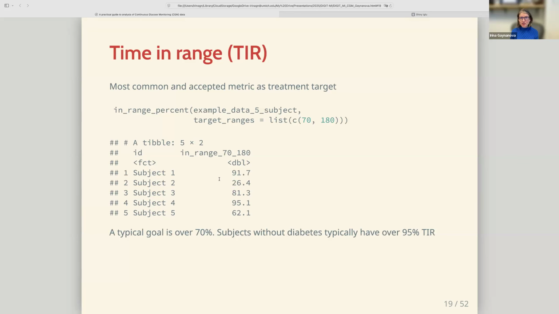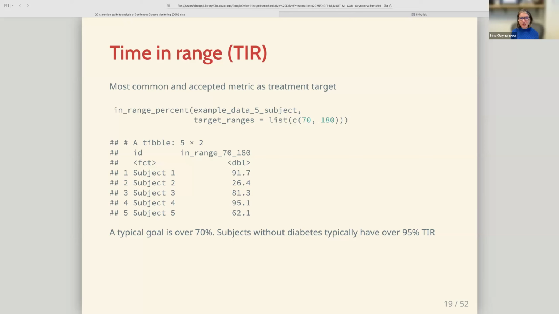So time in range is the most common and accepted metric as a treatment target. The standard thresholds are 70 to 180. And basically what it does is calculate the percentage of time the person spent within this range. In this case, you can see that subject 1 had 91% of time within the range, whereas subject 2 has only 26% of time within the range.